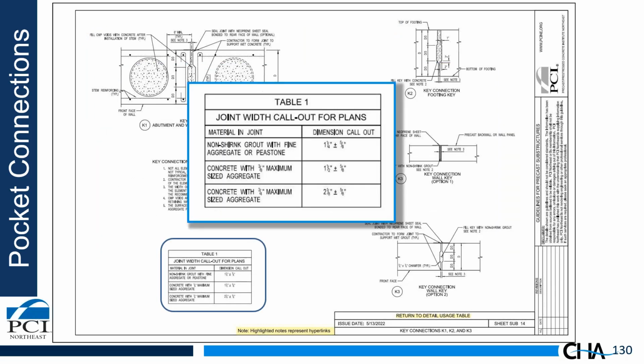We came up with this nice little table that calls out the width of the joints required for different materials used. So if you use non-shrink grout, you can use a 1.25 inch joint. If you use 3/8 inch stone concrete, you need a 1.5 inch joint. And if you go with a standard 3/4 inch stone concrete, you go to 2 1/8 inches for the width of the joint.